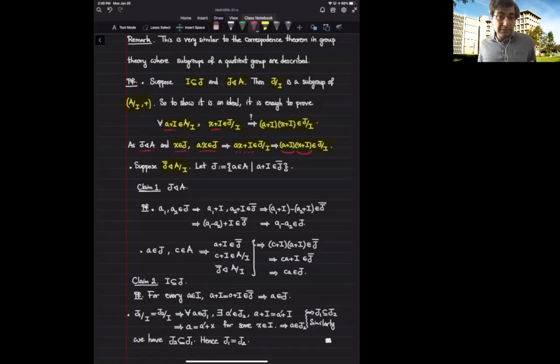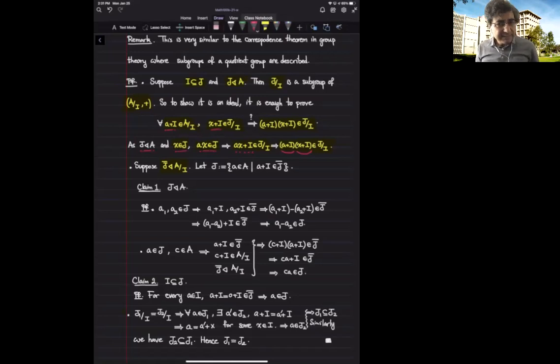Now I go the other way around. I start with an ideal of A over I, and I want to show that it is of the form J over I for some J. But what is that J? It should be all the possible cosets. So J we define to be all the elements of the ring capital A where the coset represented by small a belongs to the ideal J bar. My claim is that this J is in fact an ideal. It's rather easy. Let's quickly check.